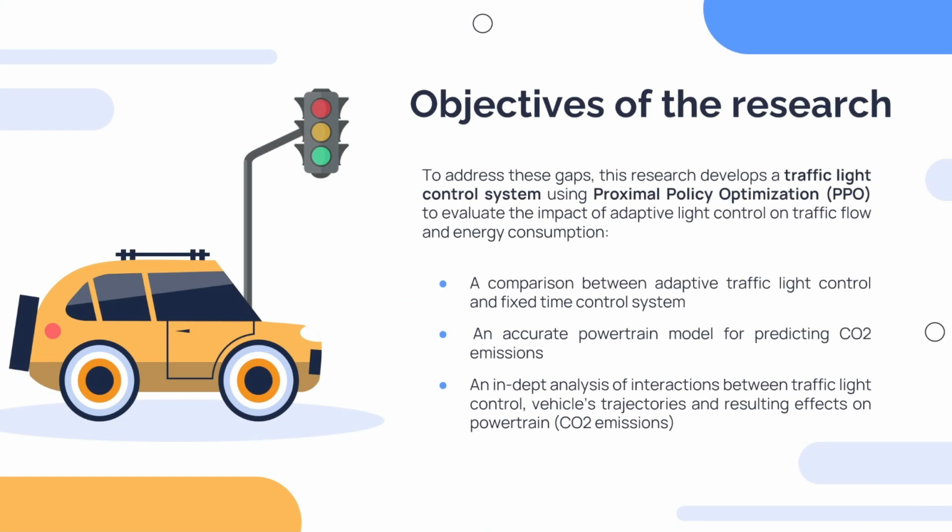To address these gaps, this research develops a traffic light control system using proximal policy optimization. They made a comparison between adaptive and fixed-time control systems. They also provide an accurate model for predicting carbon dioxide emissions. Besides, they have conducted an in-depth analysis of the interactions between traffic light control, vehicles' trajectories, and the resulting effects on the powertrain. That's all from me. I'll pass to Dongjing.